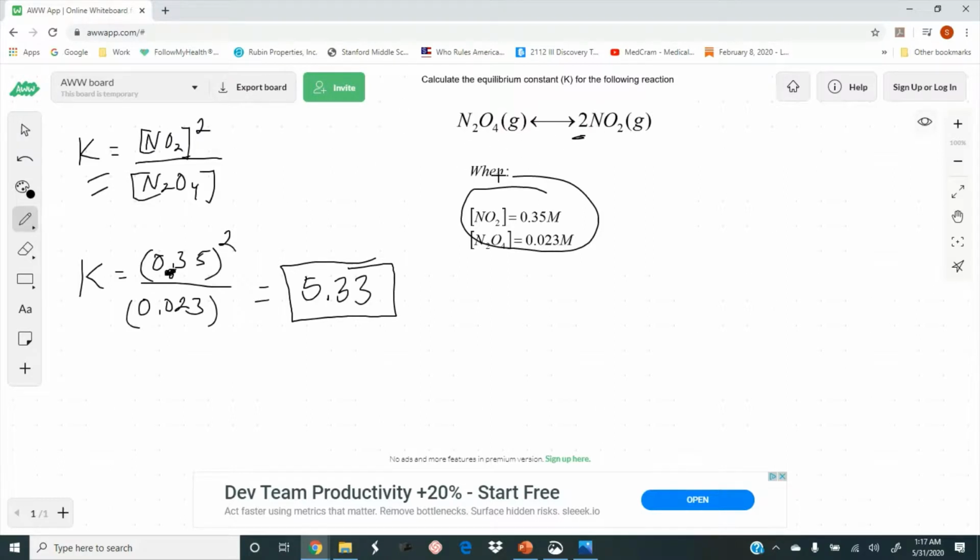That means that at equilibrium, whatever the concentration of NO2 squared is, should be 5.33 times bigger than whatever this is. It doesn't have to be these numbers, but as long as the concentration of your NO2, once you take that and square it, is 5.33 times bigger than this, then you're at equilibrium. Okay.